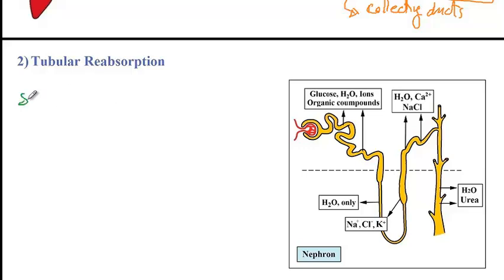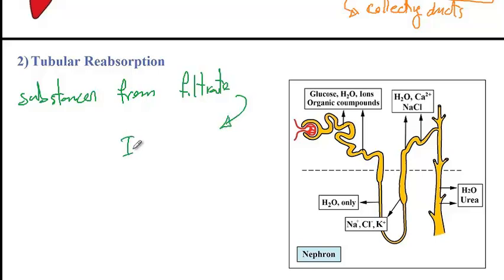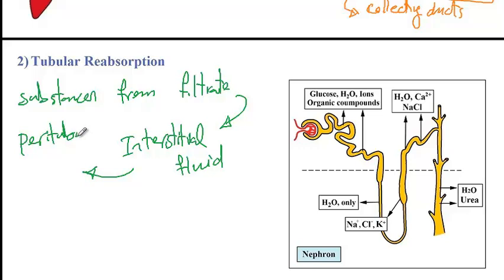So here we have substances from filtrate that get reabsorbed into the interstitial fluid space, and from here on, these compounds or substances will enter the peritubular capillaries. Peritubular means surrounding the tubules.